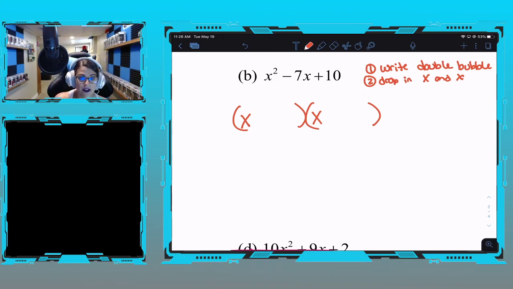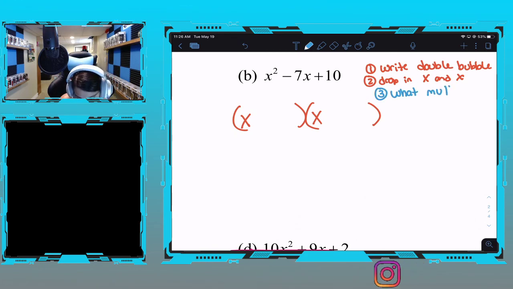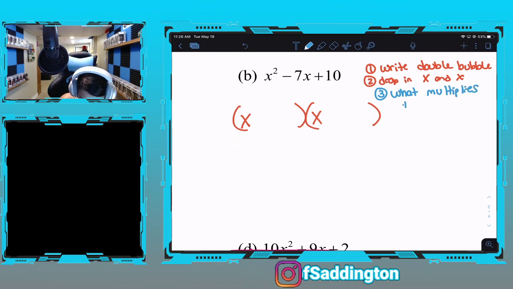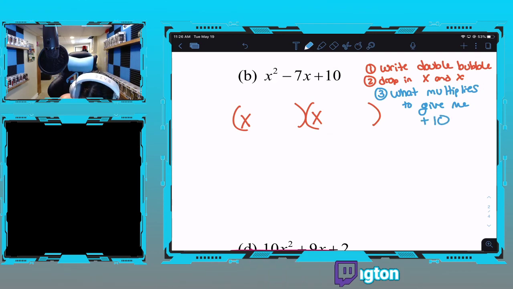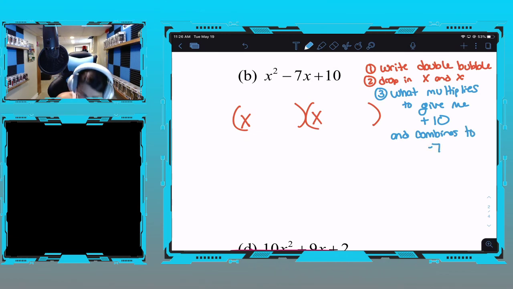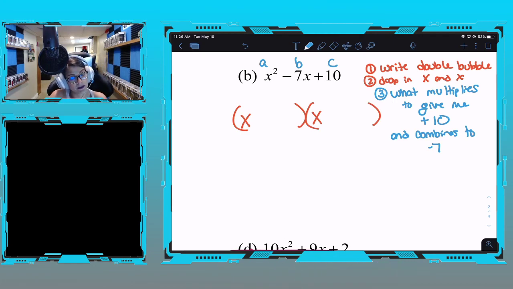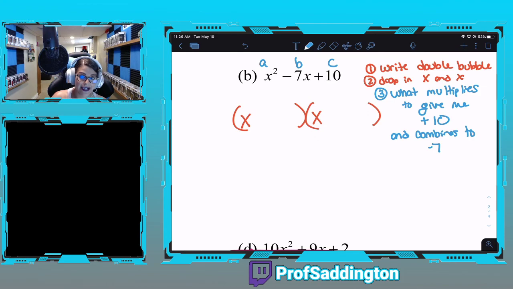Okay? From there, this is what we're going to do that we wrote in blue on the first page. So step 3 is what multiplies to give me positive 10 and combines to negative 7. Because remember, it goes A, B, C. So what multiplies to give me C happens to be positive 10. What combines to give me B is a negative 7.